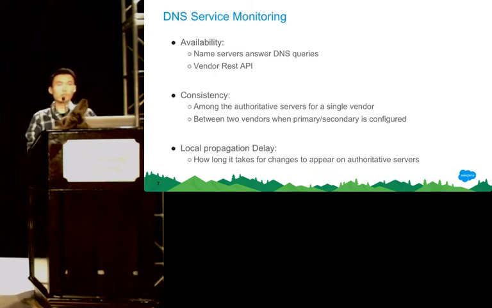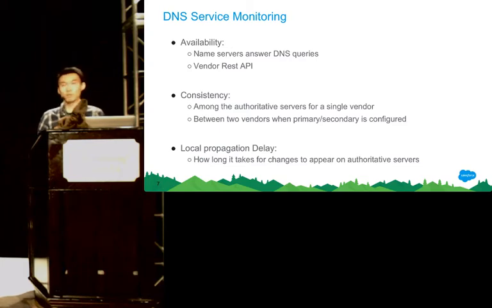We monitor our DNS services from three perspectives. The first one is availability. We want to make sure our name servers are always available and respond to DNS requests. We also want to make sure the REST API of our vendors is always available. For consistency, we monitor whether the name servers from a single vendor are consistent. And when we apply primary and secondary, we want to make sure all the name servers from both our primary and secondary are consistent. The last one we monitor is update propagation delay.